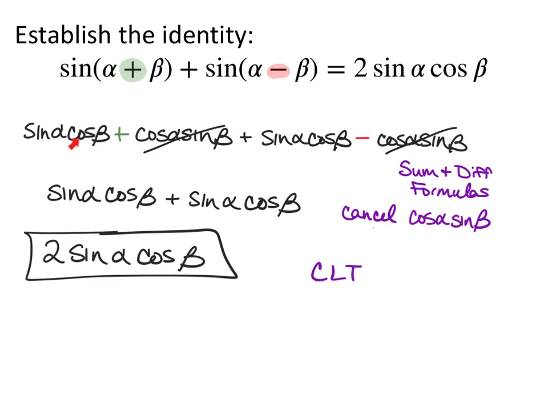Sine of alpha plus beta equals sine of alpha cosine of beta plus cosine of alpha sine of beta. The second thing I have is the difference of sines. So I'm going to use that formula. Sine of alpha cosine of beta minus cosine of alpha sine of beta. Well, now I have a positive and negative cosine alpha sine beta, so those are going to cancel. And if I notice now that these are the exact same terms, so I'm just going to add them together. I'm going to combine like terms, simplify, to get 2 sine of alpha cosine of beta, which is what we wanted to prove or establish the identity. QED.